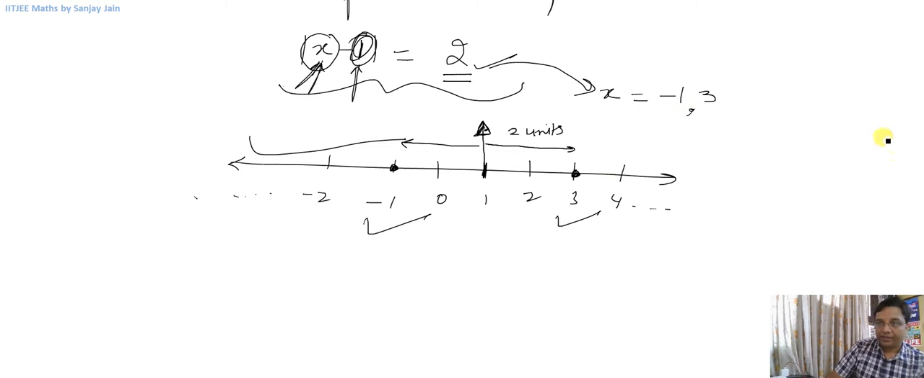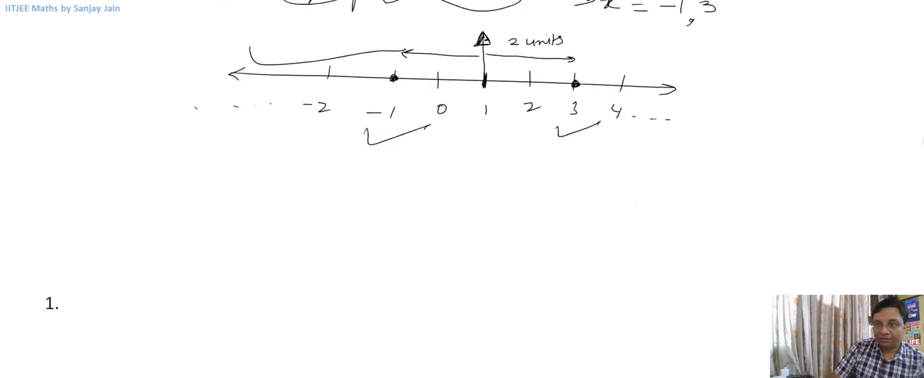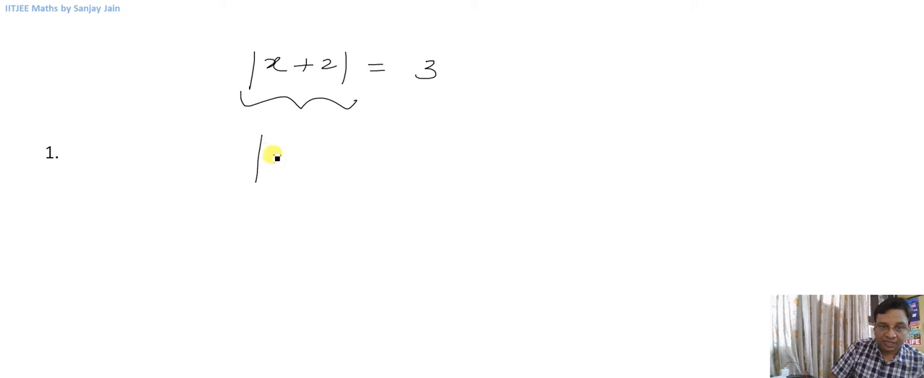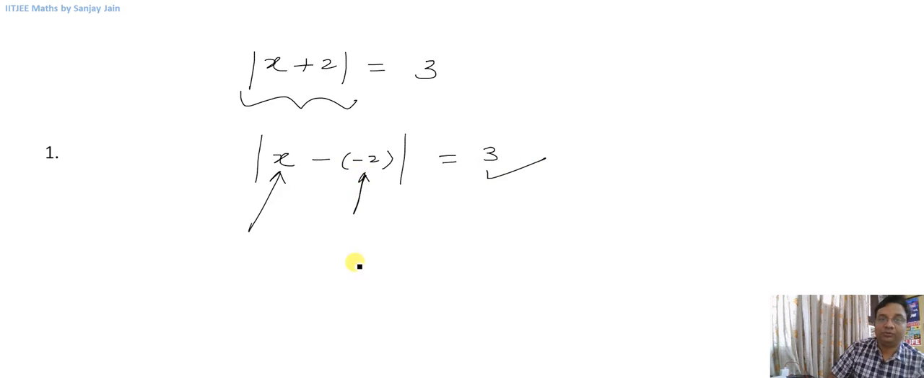Let me take some more examples, then it will be clear. If I, let us say, write it like this: mod of x plus 2 is equal to, and let us write 3. Another way of thinking about it is I can write it like this: mod of x minus (-2) equals 3. So now I am looking for a number x which is at a distance of 3 units from -2.